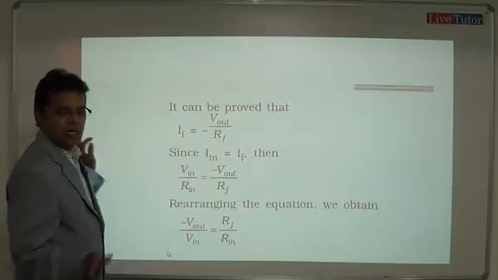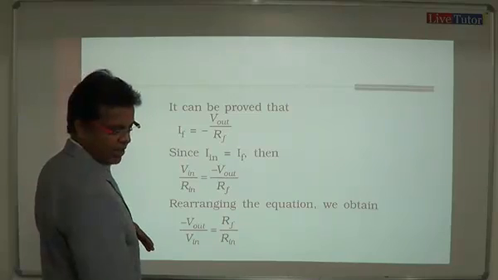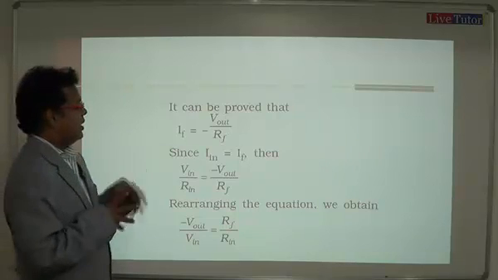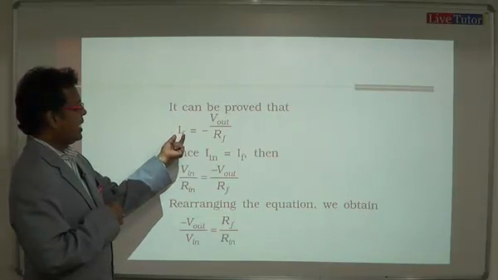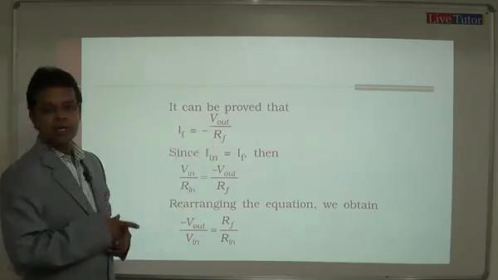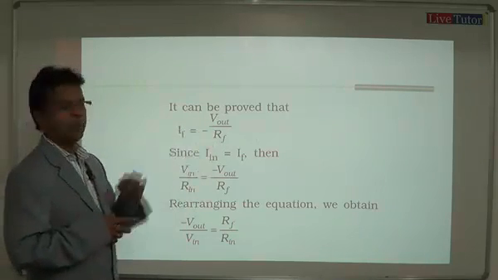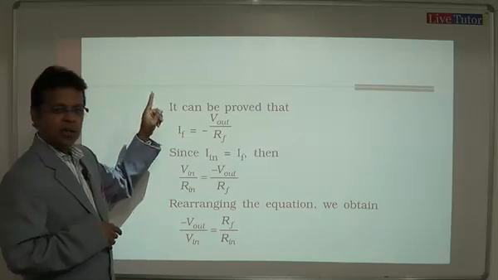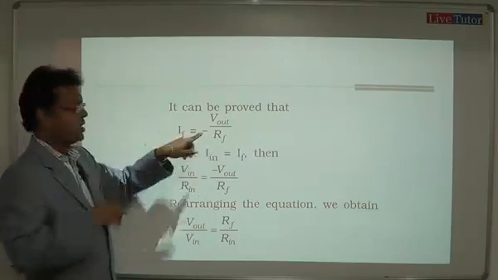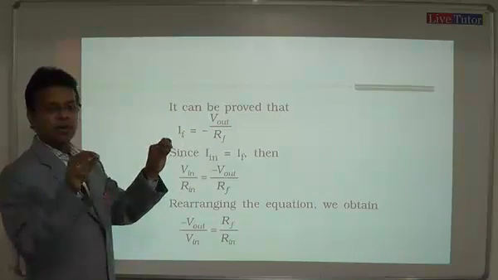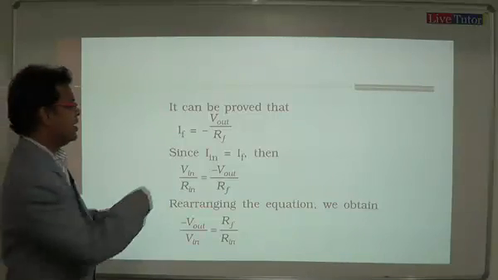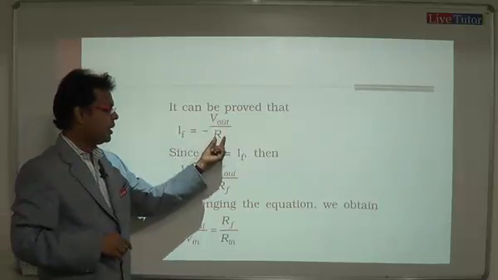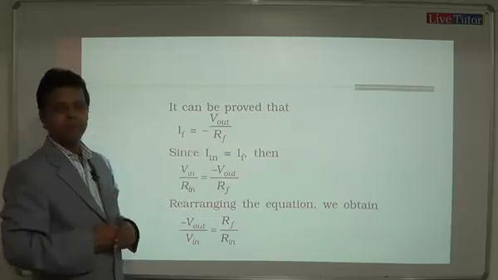Now we'll see how to prove this, that is, for inverting input how the output is obtained. Right, now what is the feedback current? Using Ohm's law, I is equal to V by R. The voltage across the feedback resistor is nothing but the output voltage, since the output voltage is measured across the feedback resistor RF. So IF is V out by RF, it is minus.